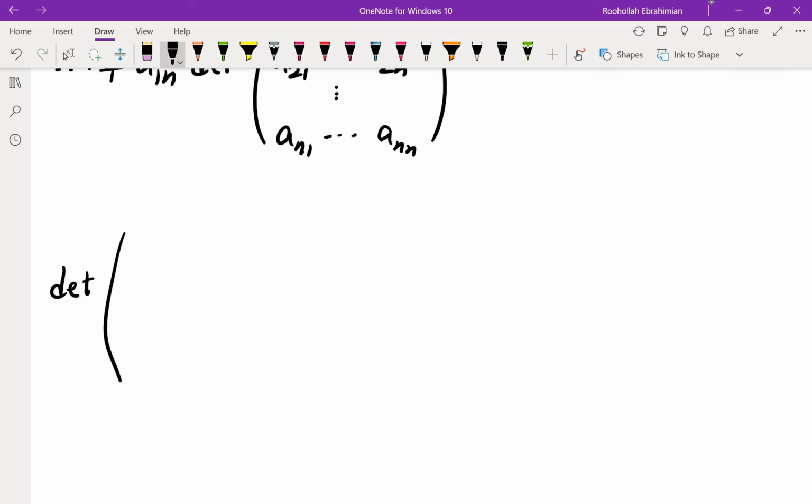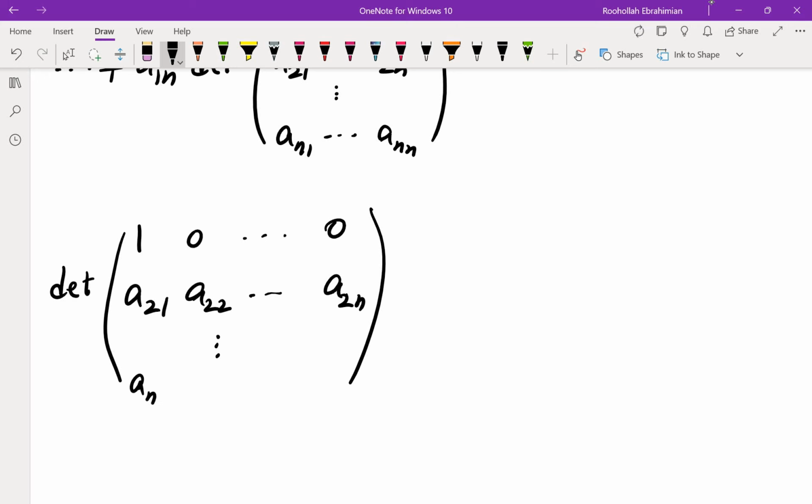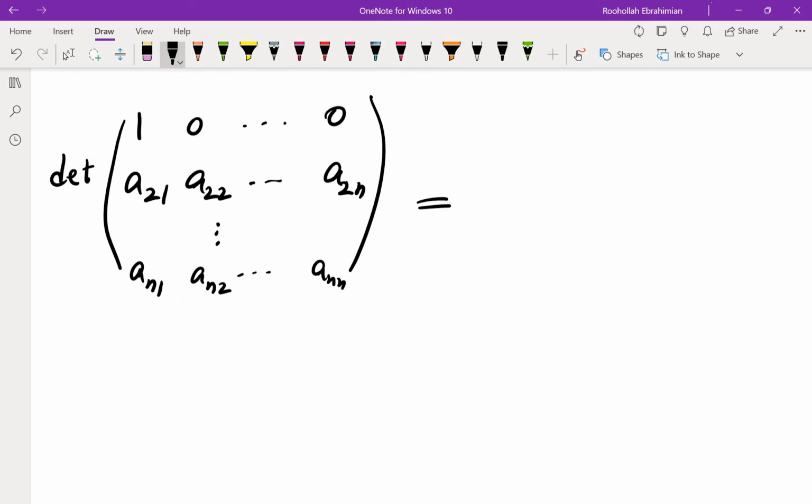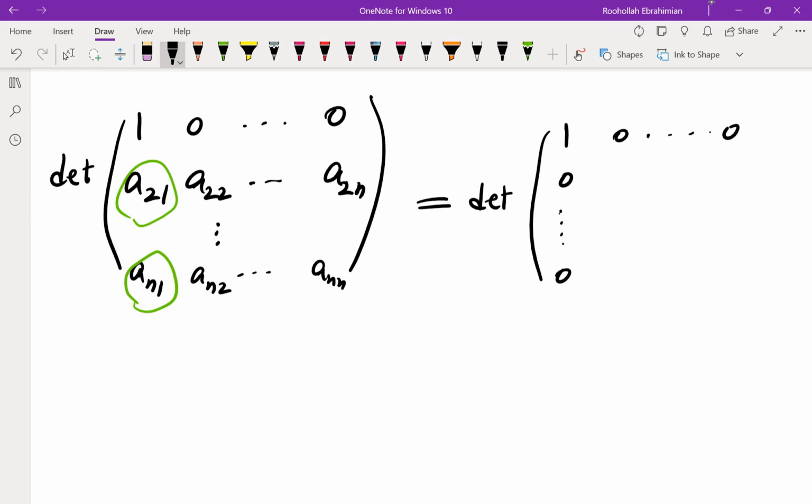So that's the determinant of E1, which is 1, 0, 0, 0, 0, A21, A22, A2n, all the way to AN1, AN2, ANN. Now, we can use row operations and get rid of all of these. We multiply the first row by A21 and subtract it from the second row. So I can make all of these 0. So this becomes 1, 0, 0, 0, 0, and then 0 here as well. And this is in fact A11. This is the matrix obtained by removing the first row and the first column.